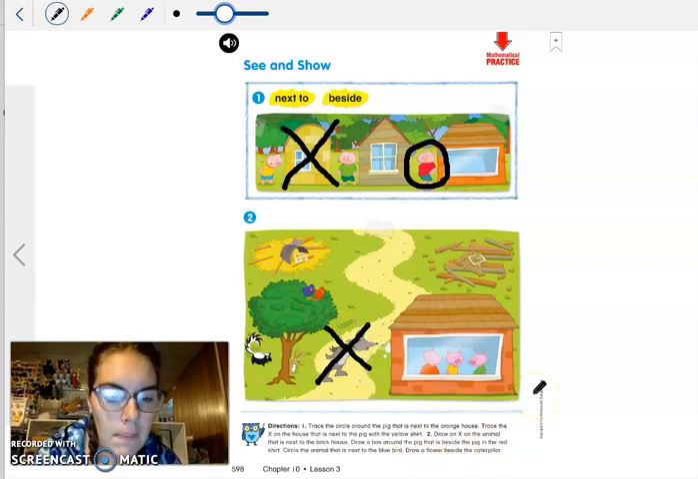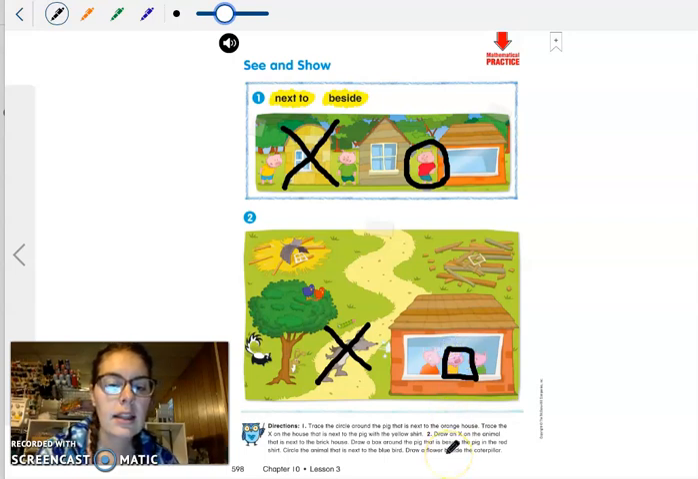And then we're going to draw a box around the pig that is beside the pig in a red shirt. So let's see. Here's the pig with the red shirt. Beside means right next to. So this pig, I'm going to draw a box around the pig next to or beside the pig in the red shirt.